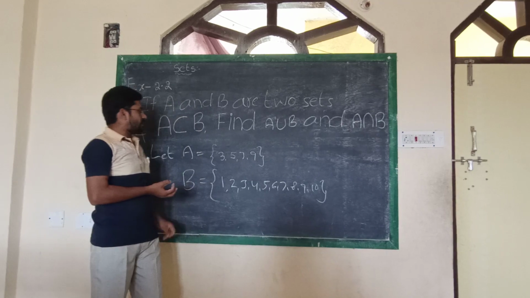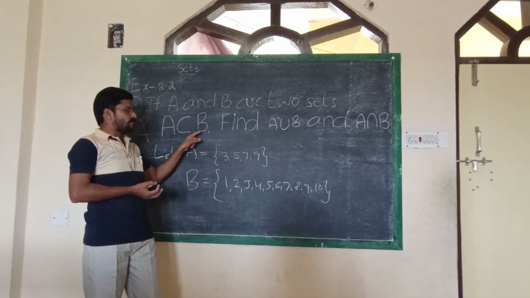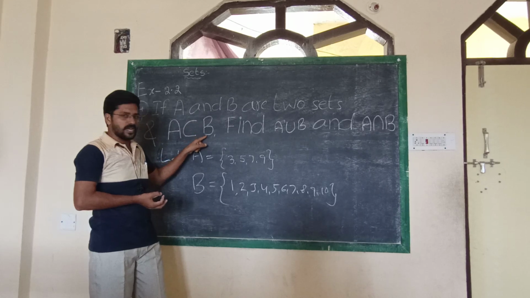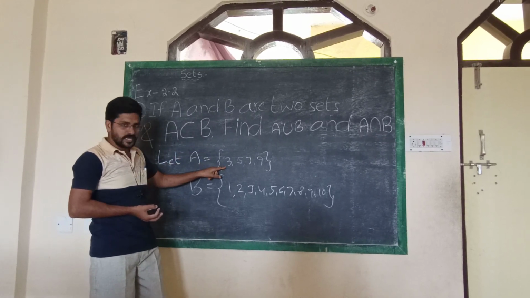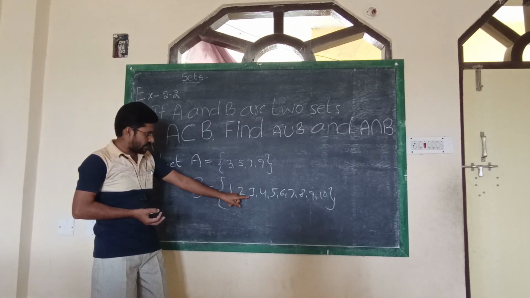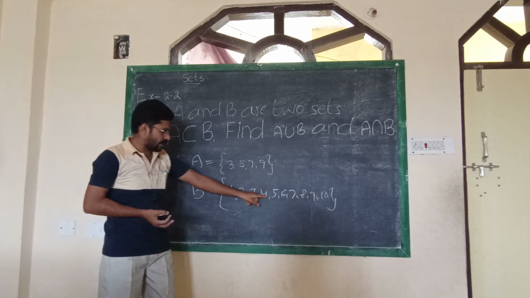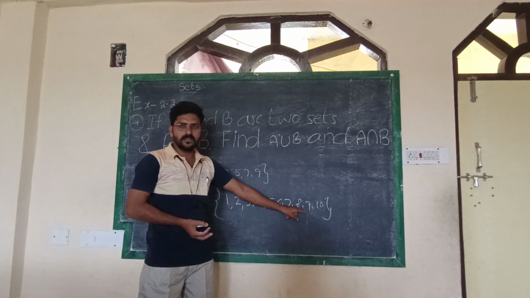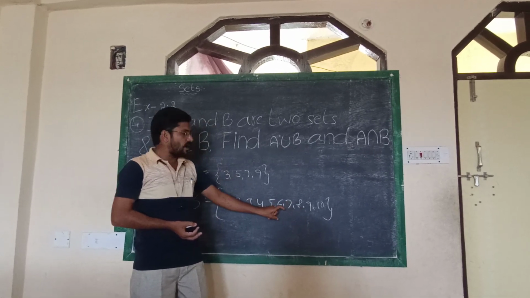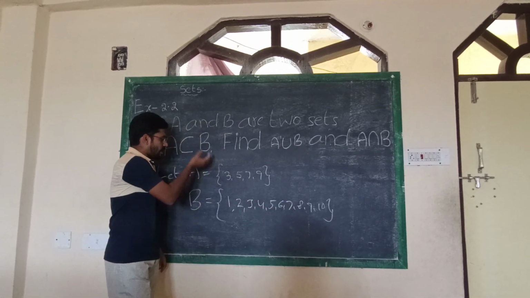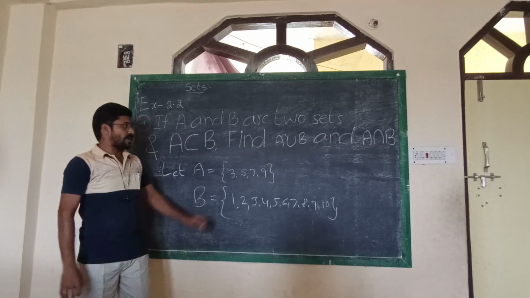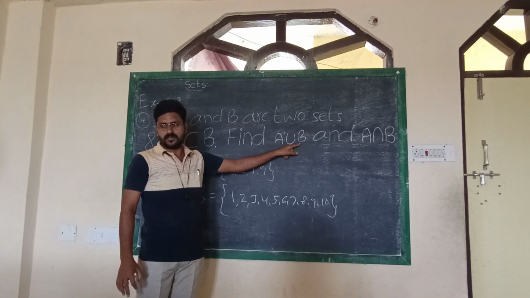What is the question here? A is a subset of B, means all the elements of A belong to B. In A, 3 is there. It is there in B also. 5 is in B. 7 is in B. 9 is in B. So these are the elements which are in A, all are in set B. Now what we have to find? We have to find A union B.